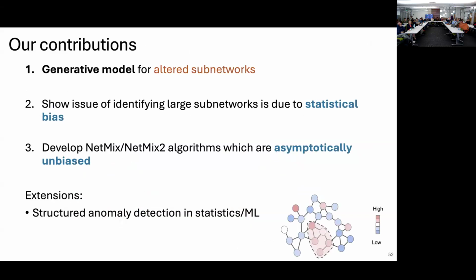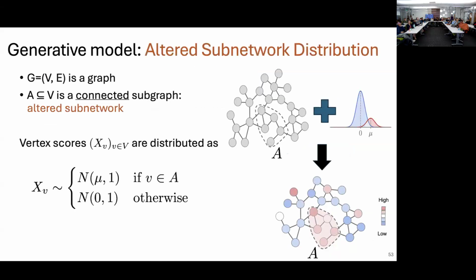In this line of work, our contributions were that we defined a generative model for altered subnetworks. We show that this issue of identifying large subnetworks is due to a fundamental statistical bias in these methods. We developed some approaches which address this bias and are asymptotically unbiased. And we later developed approaches that generalize this to other anomaly detection problems. So very briefly, I want to describe this generative model.